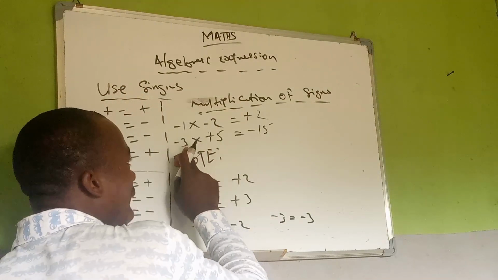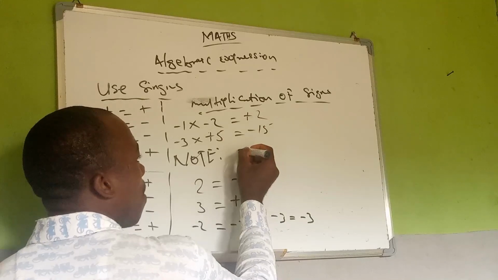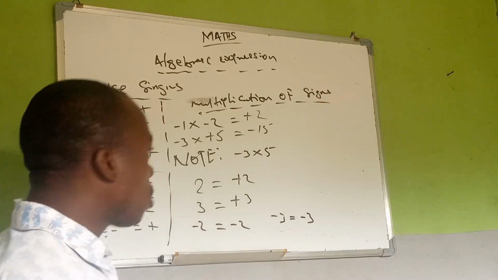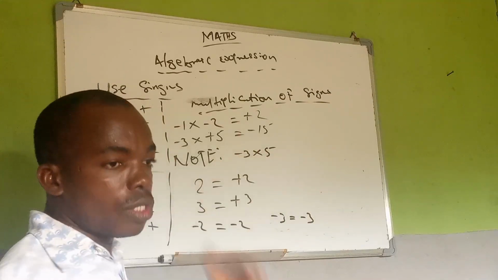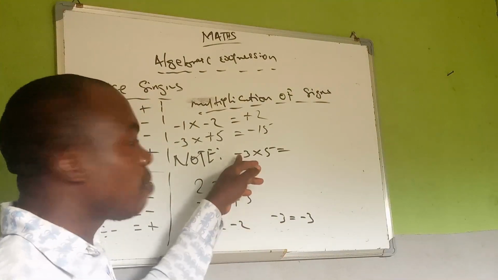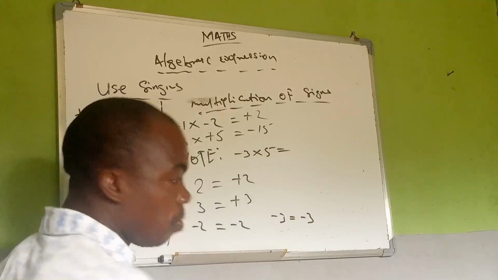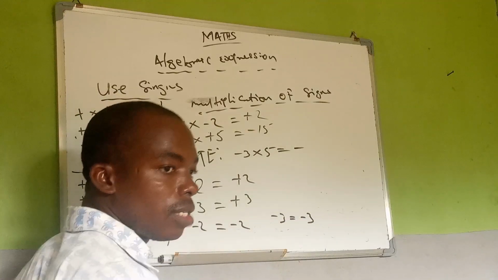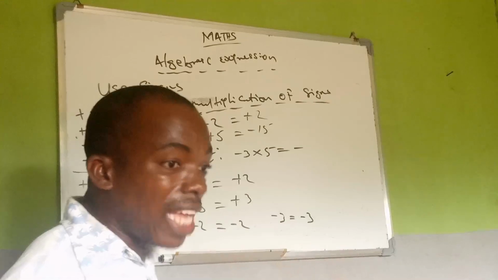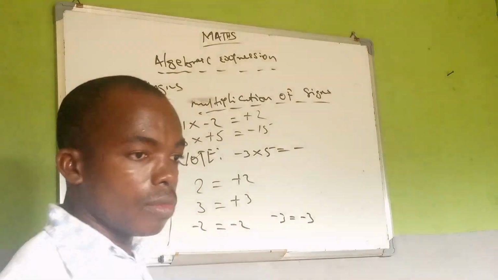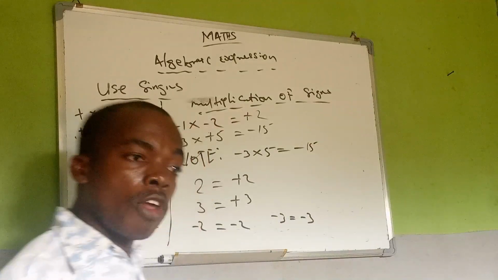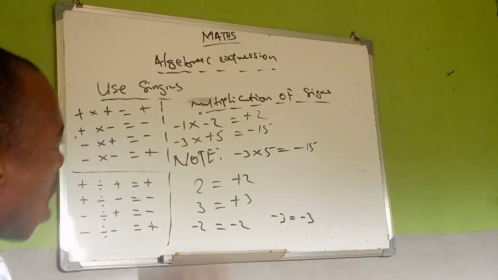From this one, I can write this as minus 3 times 5, because this 5, without being told, is carrying plus. So the first thing we do here is the minus multiplies the plus, which gives minus. When a number starts on its own without a minus in front, there is a plus in front. Then 3 times 5 is 15. So the answer is minus 15. But this one must carry this minus.